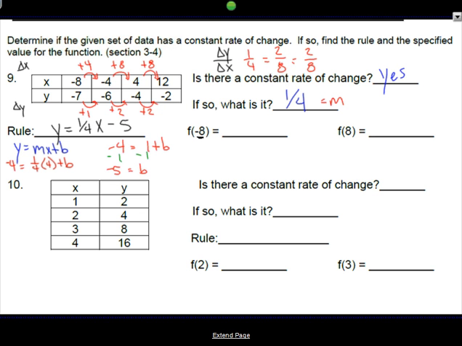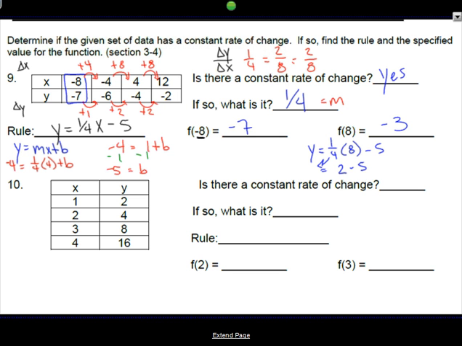To find the value here for f of 8, I can use my table. Table says that when x equals 8, my y is -7. For positive 8, I'm going to have to use my rule. So I'm going to say y is equal to 1/4 times 8 minus 5. So I say 8 divided by 4 is 2 minus 5, and 2 minus 5 is -3.